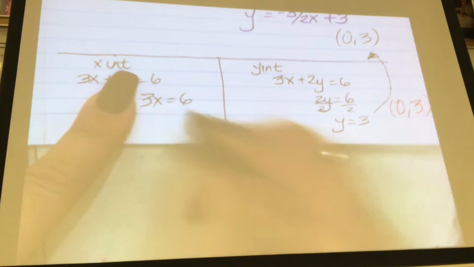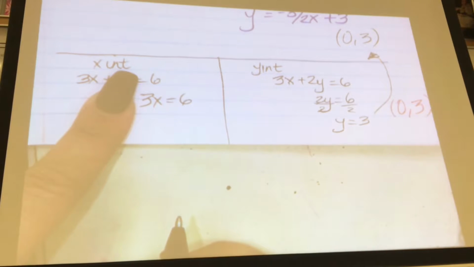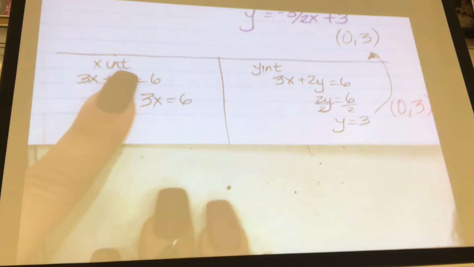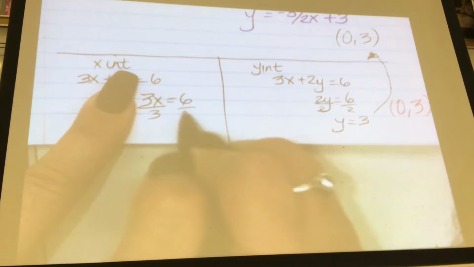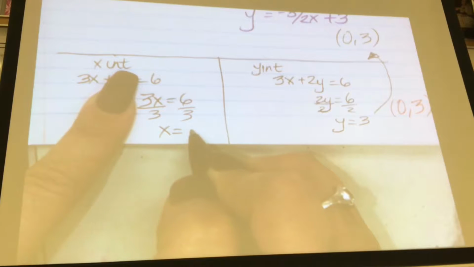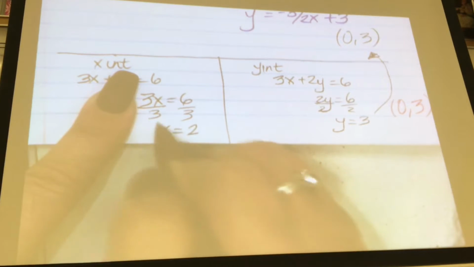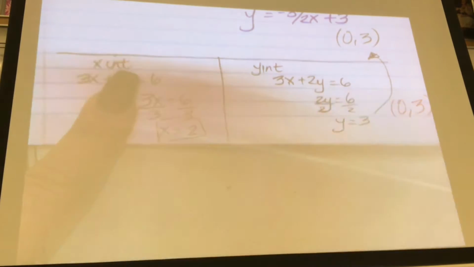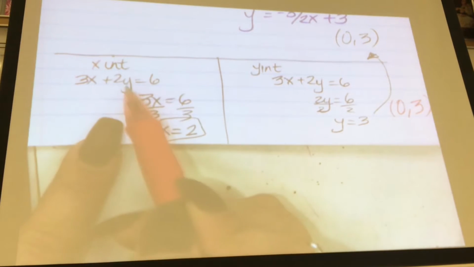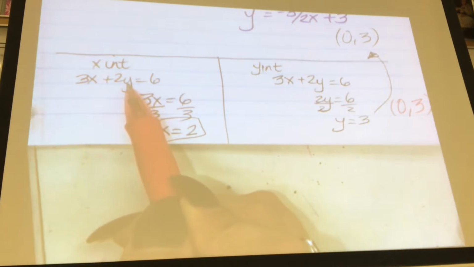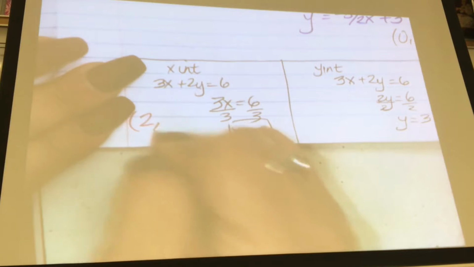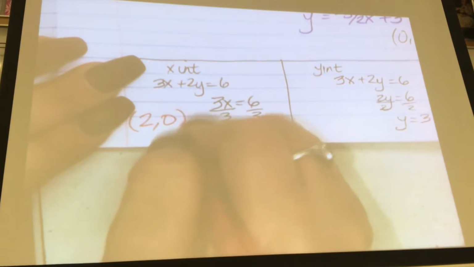3x equals 6. How do I solve for x? How do I get x by itself? Divide by 3, divide by 3. X equals 2. But this time, what letter was 0? The y. So my answer is going to be (2, 0).